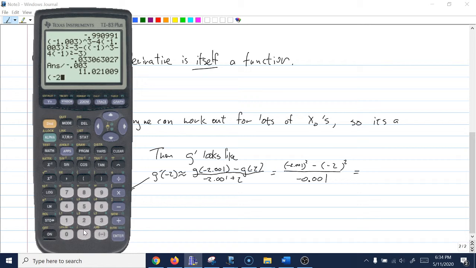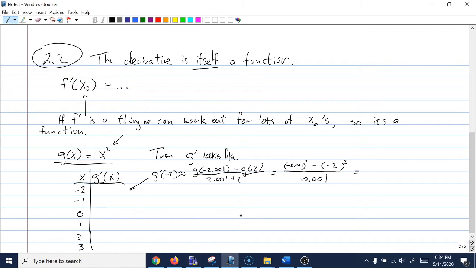The parentheses matter, because if I don't put the parentheses, it won't include the negative. Negative 2.001 squared minus, what's negative 2 squared? I can do that one, it's 4. Divide that by negative 0.001. I get a number so close to negative 4 that it's reasonable to make the guess that the derivative at this point is negative 4.